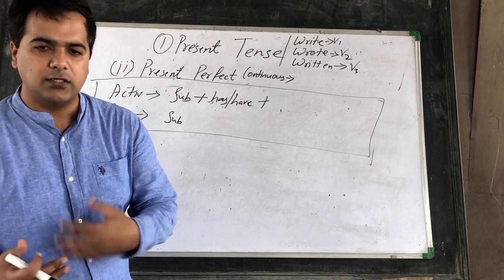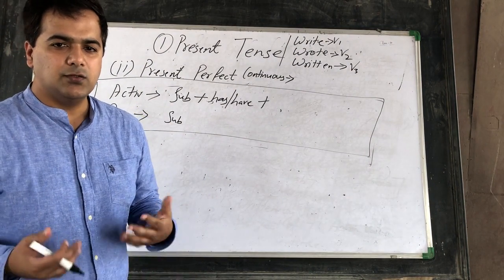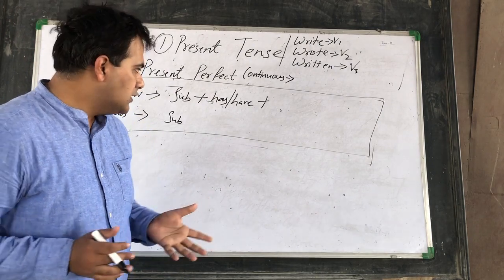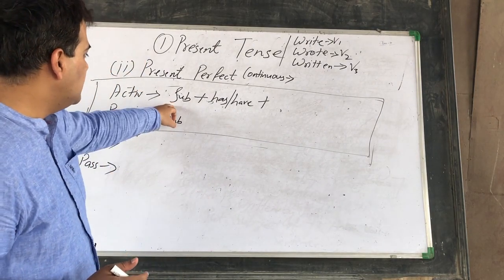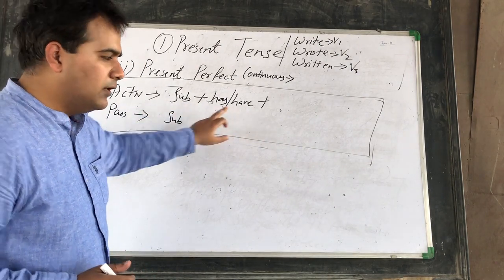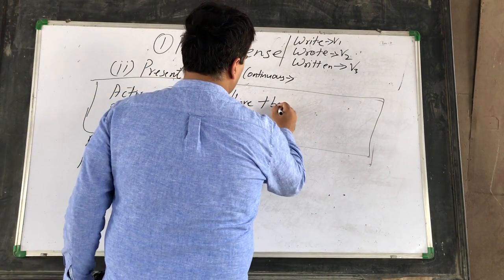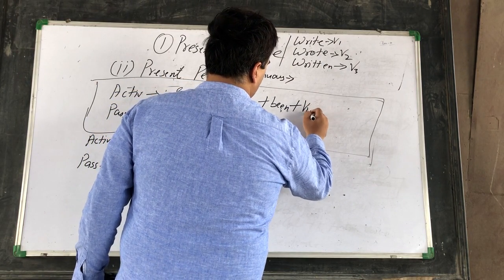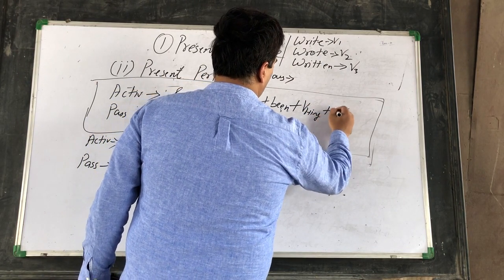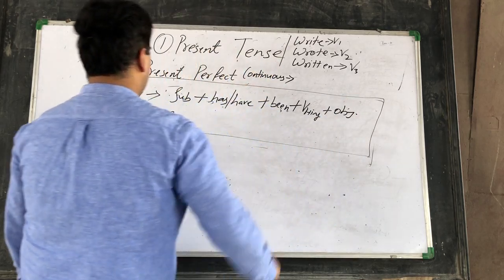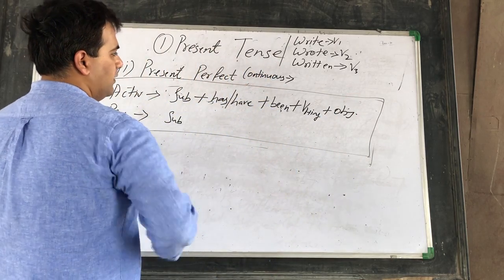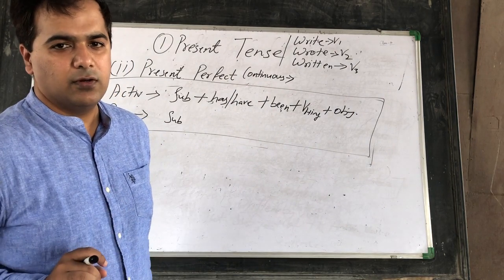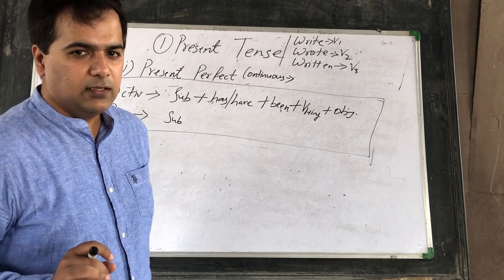Duration of the action. Fine, it is used for the duration of the action. So the structure that is being followed here is this: subject plus has, have, then been, then verb first form plus ing, then object. Fine. But here the passive voice will not be followed. Why? See.